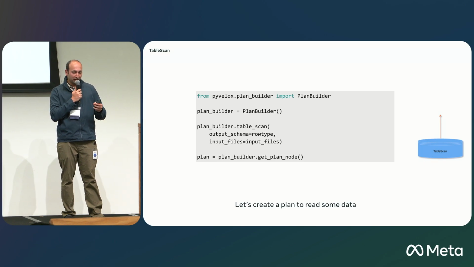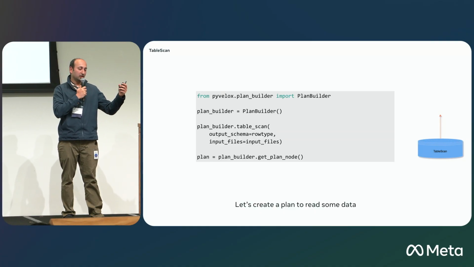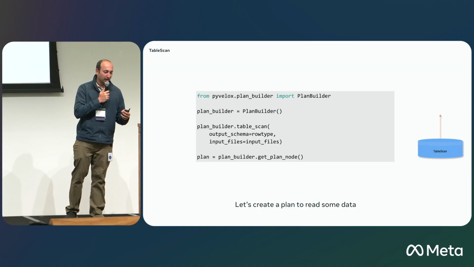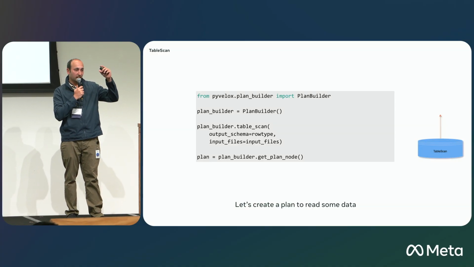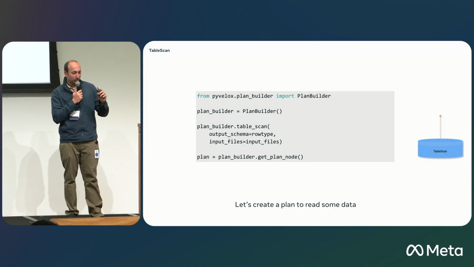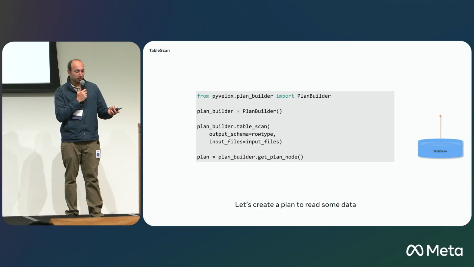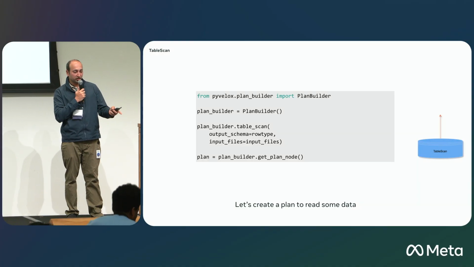So now let's try and build a plan. We import the PlanBuilder type from PlanBuilder, and then we create this PlanBuilder. It's used to create the actual DAG of plans that you need to run. In this case, let's just start off with table scan, and we pass the schema that we want, and we pass it the file that we want to read. So it generates the splits on that. And then we just ask for the plan node, and we get the plan node back.